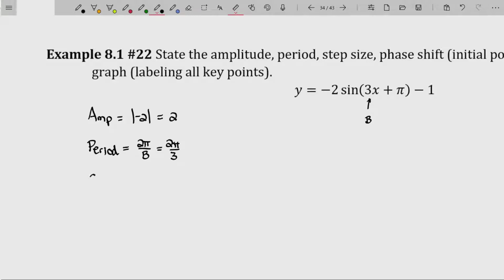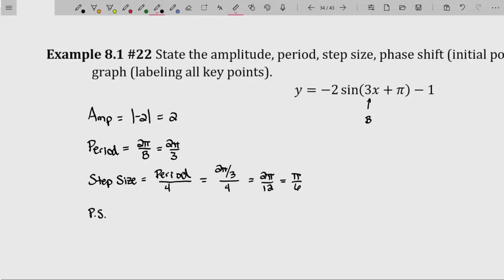And then the step size is the period divided by 4. So period over 4, which is going to be 2 pi divided by 3 over 4, or 2 pi over 12, or pi over 6. You want to reduce that down as much as possible. And then let's see, phase shift.